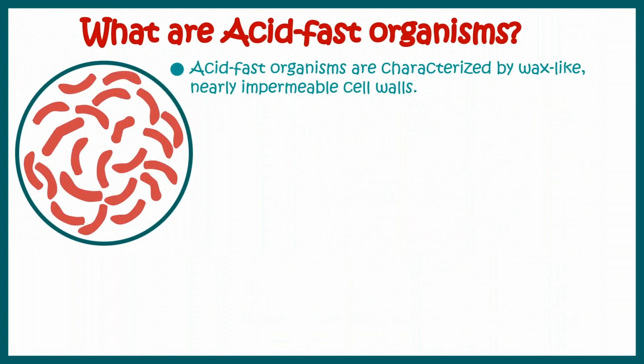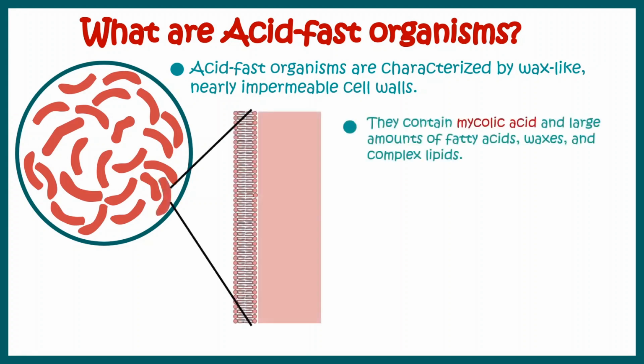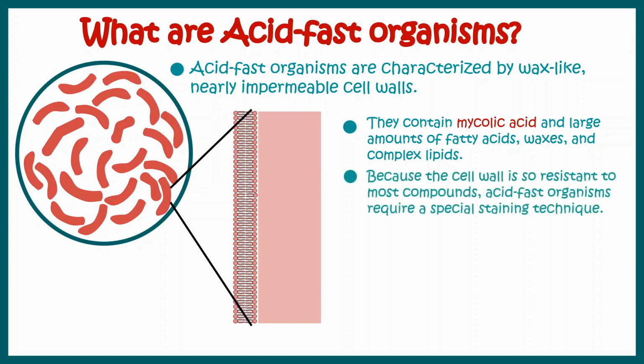But let's understand what acid-fast organisms are. Acid-fast organisms are characterized by the presence of a wax-like, nearly impermeable cell wall. They have a very high level of mycolic acid, a large amount of fatty acids, waxes and complex lipids, which make their cell wall literally impermeable to all substances. So their cell wall is so resistant that they don't take up other stains such as Gram stain.